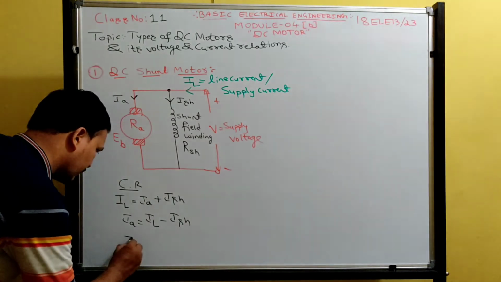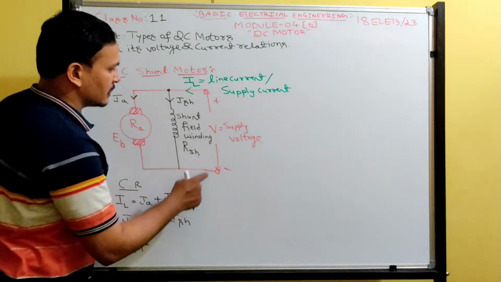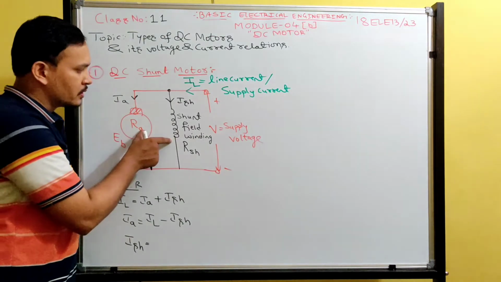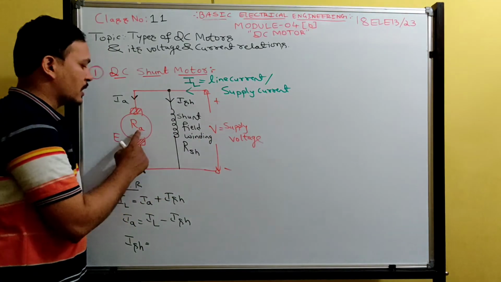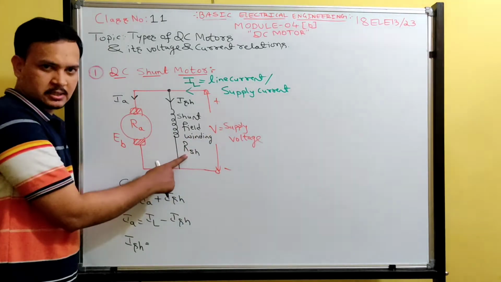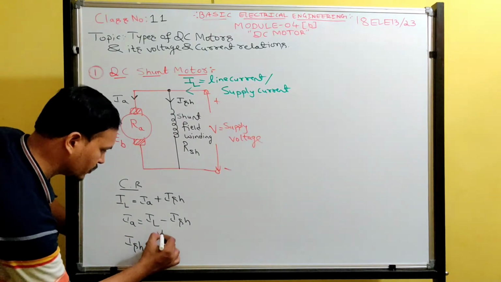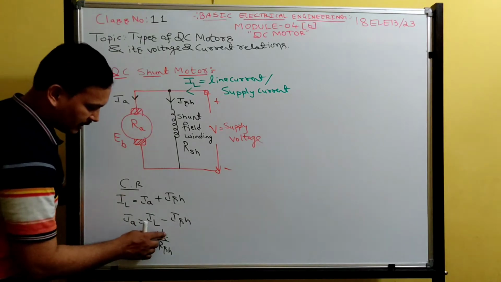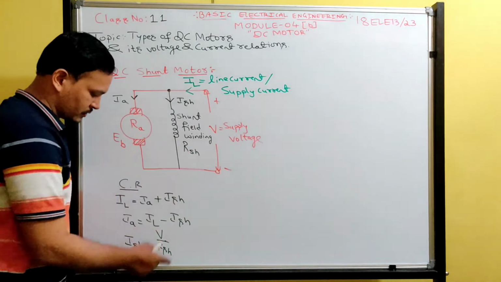Now, what is the equation for ISH? RA and RSH are connected in parallel, and this entire combination is connected across the supply voltage. In parallel, the voltage is the same. So this voltage divided by this resistance gives the shunt field current. So V divided by RSH, not VT, supply voltage V only.